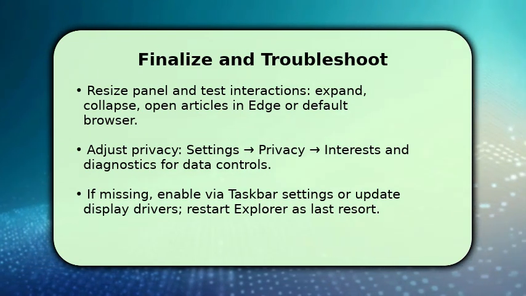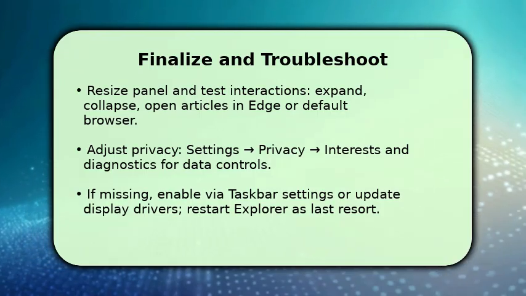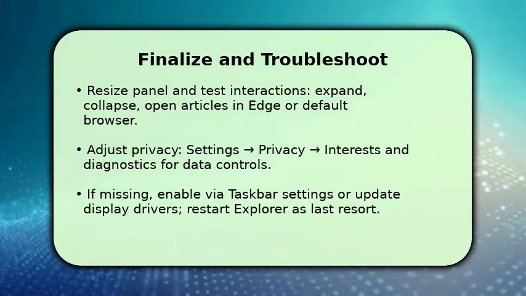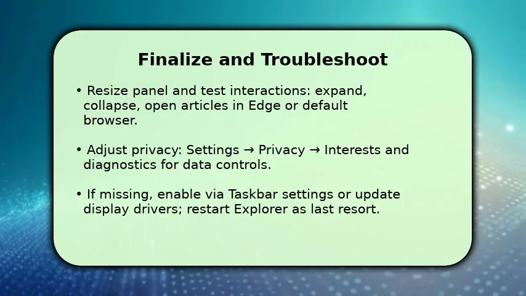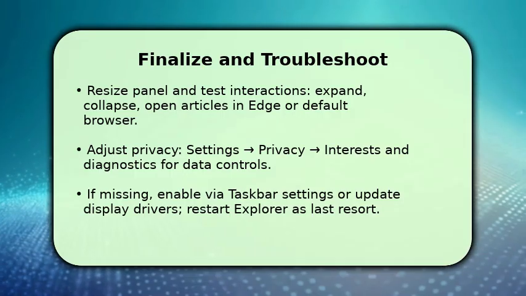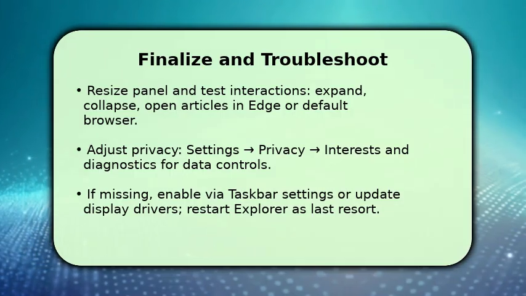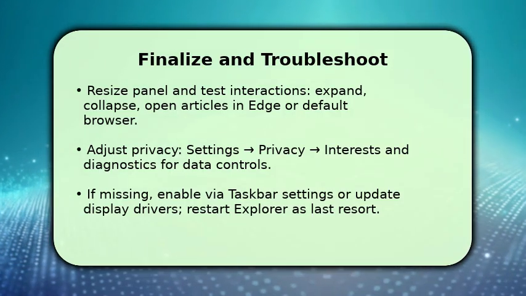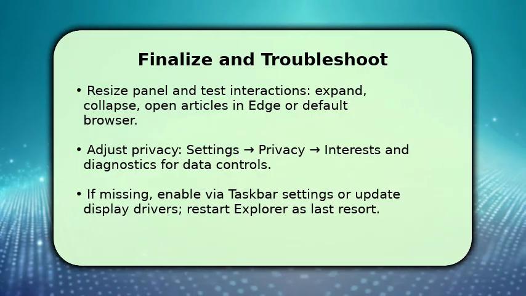If a widget doesn't behave, sign out and back into your Microsoft account or toggle the taskbar News and Interests setting off and on. If the icon is missing, update Windows and display drivers. As a final fix, restart File Explorer from Task Manager. This often restores the widget panel quickly and cleanly.